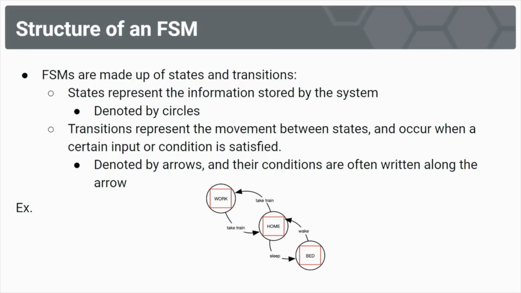On the other hand, transitions represent the movement between states and occur when a certain input or condition is satisfied. They're denoted by the arrows, and their conditions are often written along the arrow.